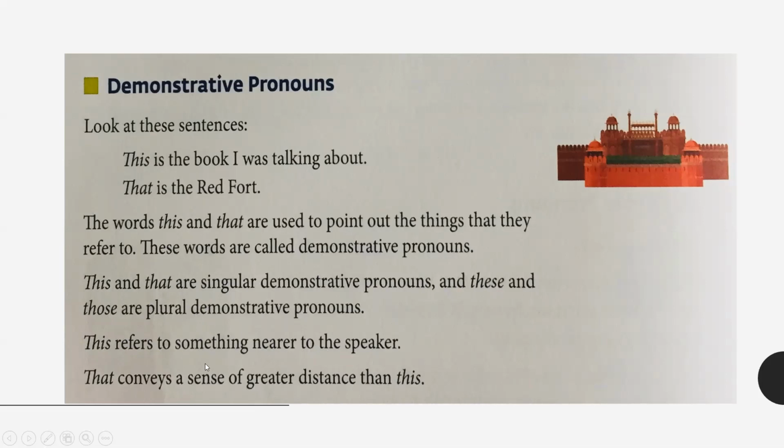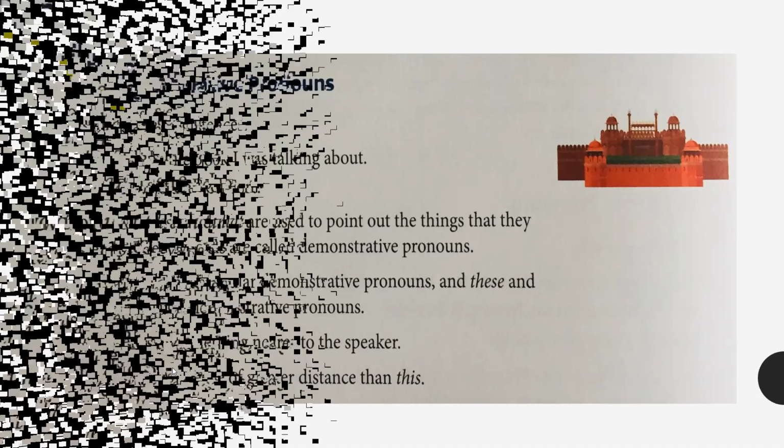Now, suppose some pens are there near my table. So I will say, these are the pens, or this is a pen, or this is a duster, or this is a book. That conveys a sense of greater distance than this. And the word that is used for the things which are kept away. Now suppose a pen is kept far away from my table. So what I will say: that is a pen, because the pen is away. So when a thing is away from us, we are supposed to use that. And when a particular thing is near to us, we are supposed to use this. So these are demonstrative pronouns.